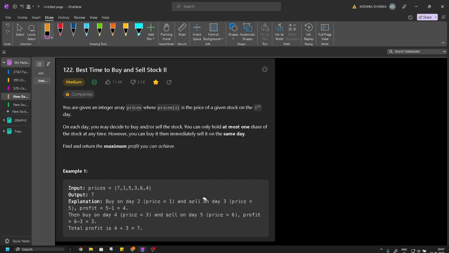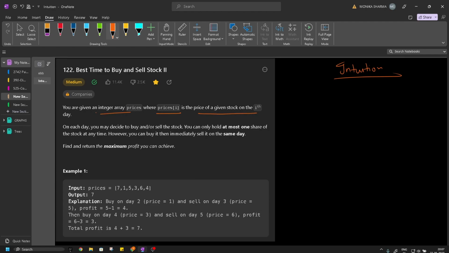Okay, so this is a very standard DP question. Now let's start with the intuition. Like, how will you actually understand that this is a DP question, right? We'll just read the problem statement: you are given an integer array prices where prices[i] is the price of a given stock on the ith day. Basically both the questions are very similar.